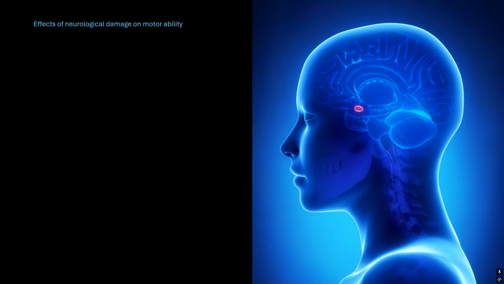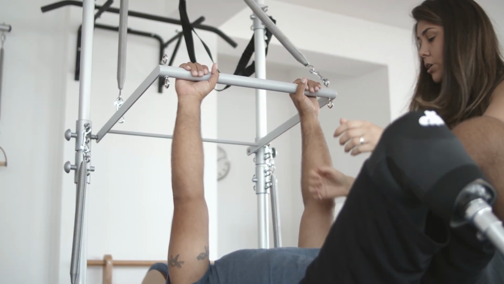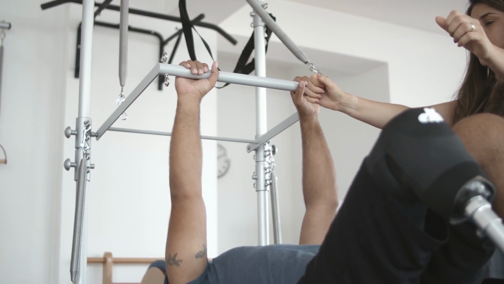Effects of neurological damage on motor ability. Damage to areas involved in movement can cause paralysis, so the inability to move muscles, and loss of coordination. Usually when we get damage to our cerebellum, which is that little mini brain on the back of our brain. Now the motor cortex controls the opposite side of the body, so it's contralateral control. So damage to the left affects the right side and vice versa.